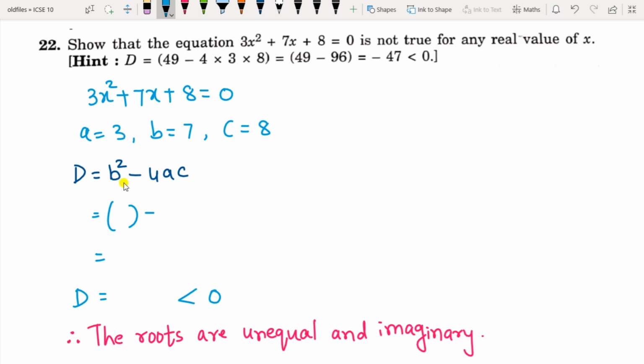Now let us substitute the values in D equal to B square minus 4AC. B is 7 square minus 4 into 3 into 8. So this is 49 minus 96. You will get minus 47. Now the value of D is negative, which is less than 0. And when value of D is less than 0, the roots are unequal and imaginary. Not true for any real value means it is not real, means it is imaginary.